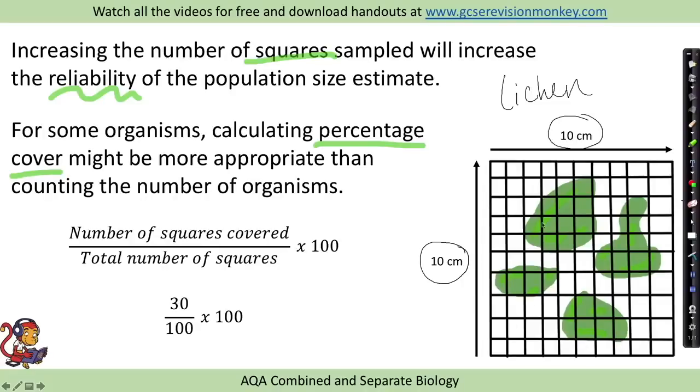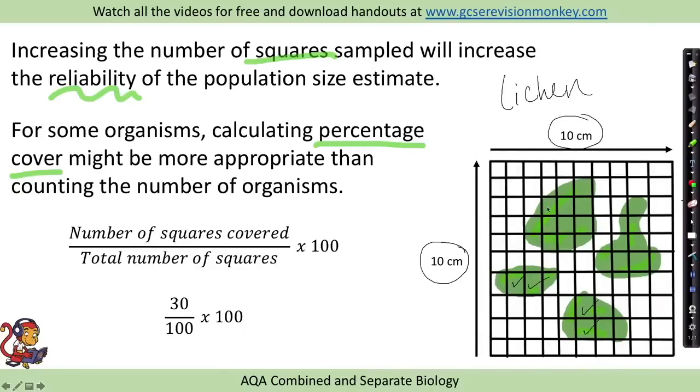In the previous example with daisies, we would look at one random square which we'd selected by our random number generator, and we calculate the number of organisms inside. However, with lichen, we can't do this because you can't see individual organisms. So instead, you might need to count the number of squares covered by the lichen.